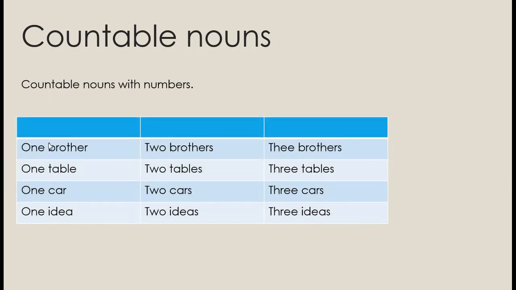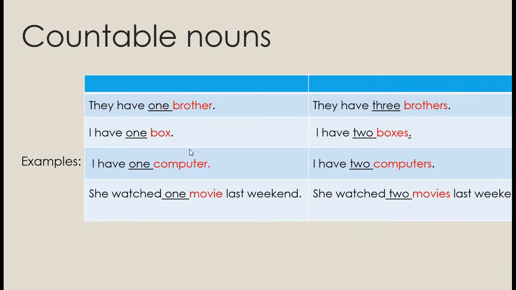We can say one brother, two brothers, three brothers, one table, two tables, three tables, one car, two cars, three cars, one idea, two ideas, three ideas. All these are countable nouns. We can add s to make it more than one, or to make it plural. Look at these examples. They have one brother. They have three brothers. Look at this. This is one brother, singular. And here three, we have to add s to make it plural.